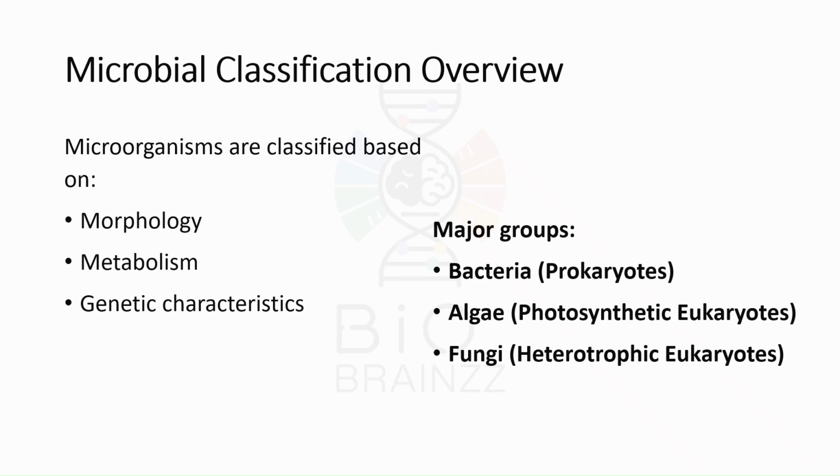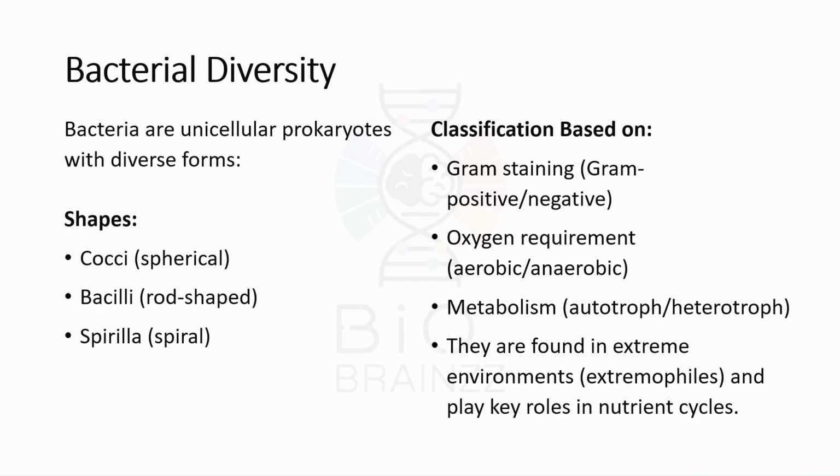The major groups of microorganisms include bacteria, algae, and fungi. Bacteria are prokaryotic and structurally simple, while algae and fungi are eukaryotic and more complex. Each group has unique features that distinguish it from others. Understanding these differences is important for topics such as microbial diversity, metabolism, and disease causation.